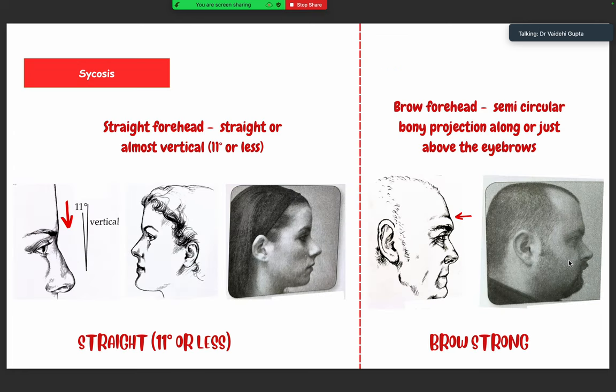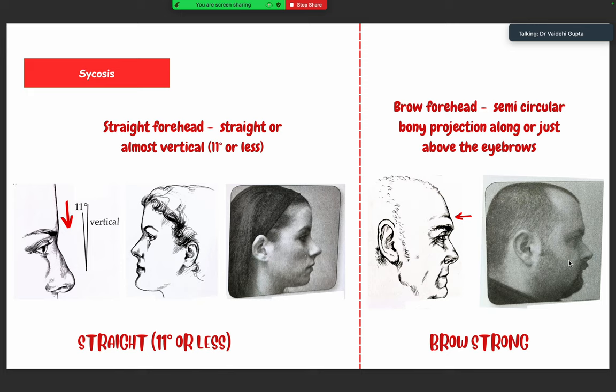In Sycosis, straight is very prominent. So straight hairline, straight forehead. A straight forehead is straight or almost vertical, 11 degrees or less. So when it makes 11 degrees or less with the vertical line, it is considered straight, it is considered Sycosis. So here are sketches of a straight forehead and also the actual picture of a straight forehead.